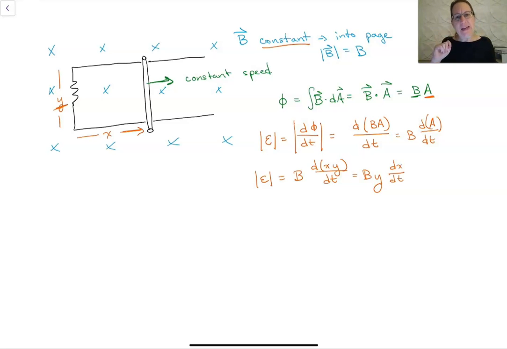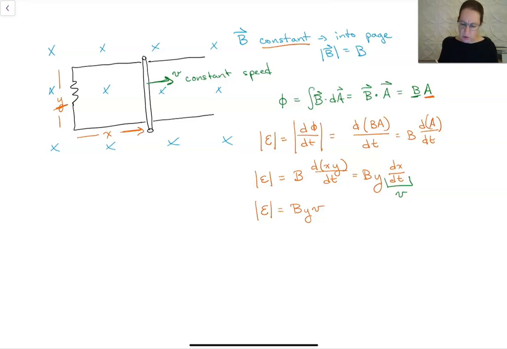Now dx/dt should hopefully remind you of something. That should be equal to your constant speed. I'm going to try to use a lowercase v for velocity to keep it separate from voltage. So this constant speed v is the speed that we're pulling this with. So we get an induced EMF equal to B times Y times v. If we know B, the size of Y, and the speed, then we can calculate this voltage, and if we know the resistance, we can find the current.